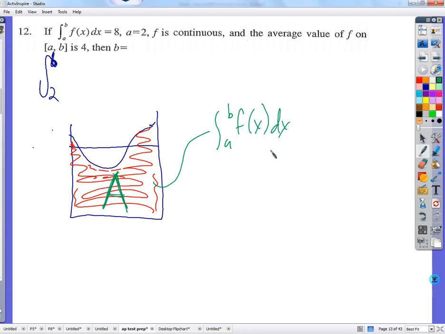Well, that's equal to the area in the rectangle. How do we find the area in the rectangle? You can do it base times height. The average value is 4, right? So in our case, let's just put average right here. What's this side? It's 2 in our case, or A. So A is 2, and this side is B. And how do we find the base? The height is the average value. The base is how big?